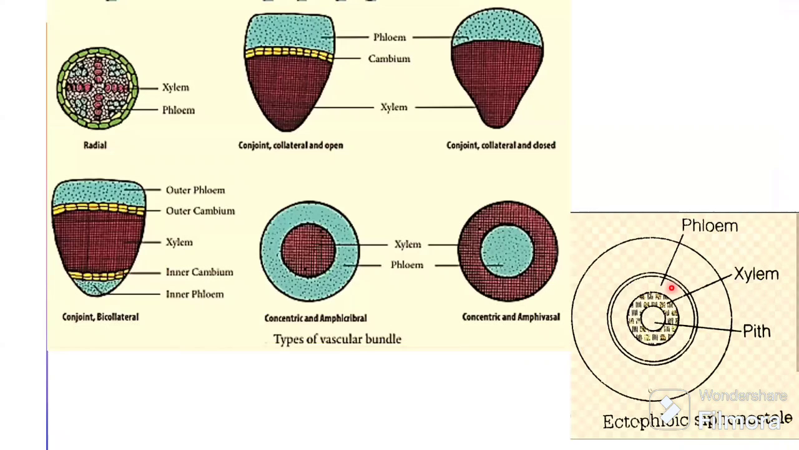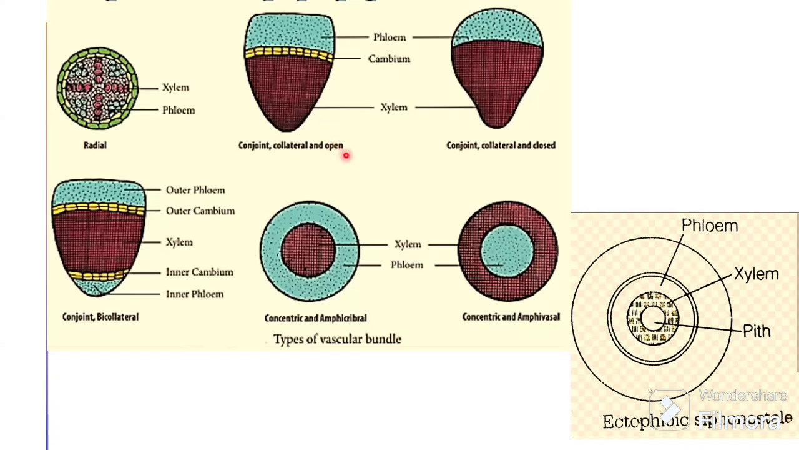Ectophloic siphonostele is the stele where in the central region pith is present, surrounded by xylem, which is further surrounded by phloem. So this represents an ectophloic siphonostele in which xylem is surrounded by phloem, where pith is present at the center. Similarly, conjoint, collateral, endarch and open. These are some of the terms you need to understand.